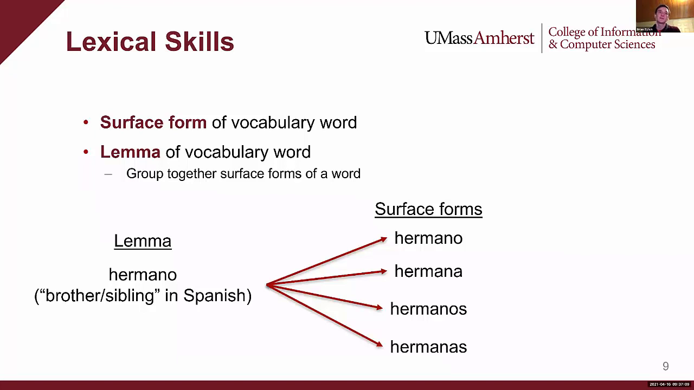So our first type of skills are lexical skills. So we look at the surface form of vocabulary words and the lemma of vocabulary words, and we're going to compare these. A lemma is a word that represents a family of words. So you can see an example here where hermano, which means brother or sibling in Spanish, is the lemma for all of these different variations, which change in the number and gender, but are similar in meaning.